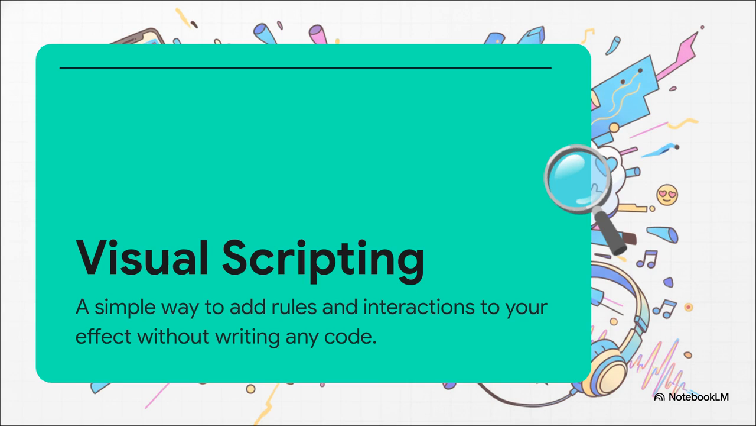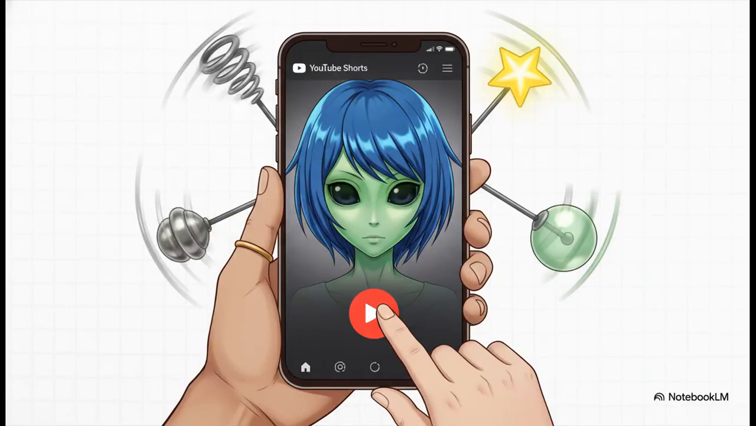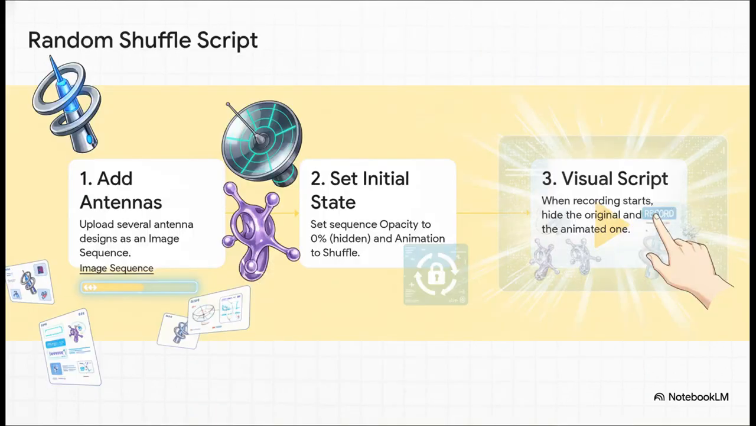It's an incredibly powerful and surprisingly simple way to bring your effect to life. All right, so our goal for this section is pretty simple, but a lot of fun. We want our alien's antenna to start shuffling through a bunch of different designs the moment someone hits that record button. And here's how we do it.